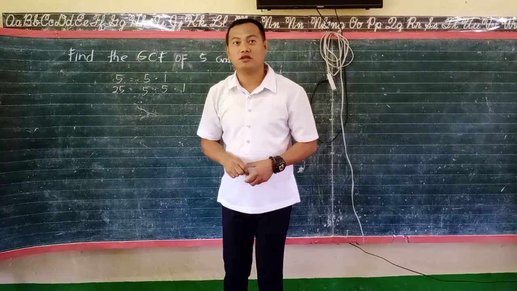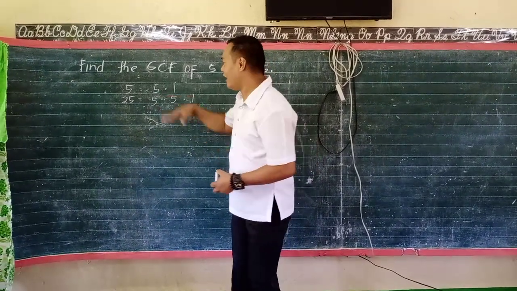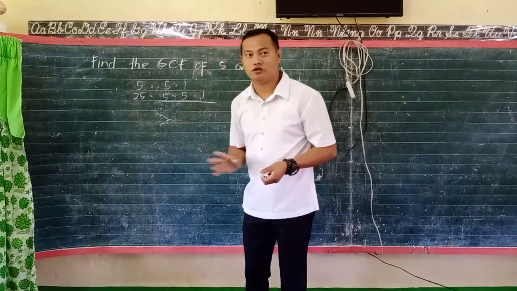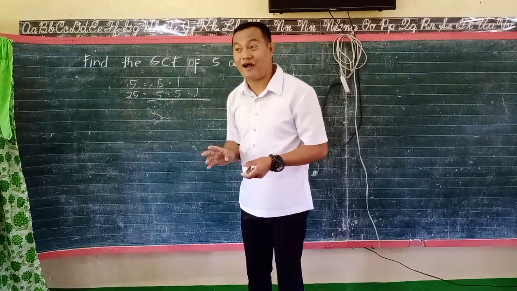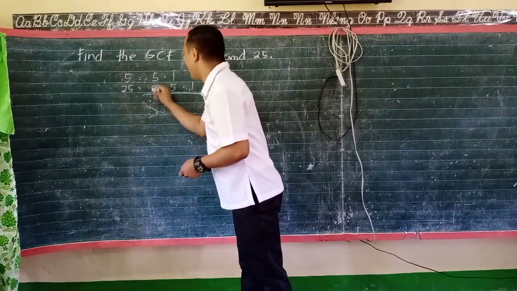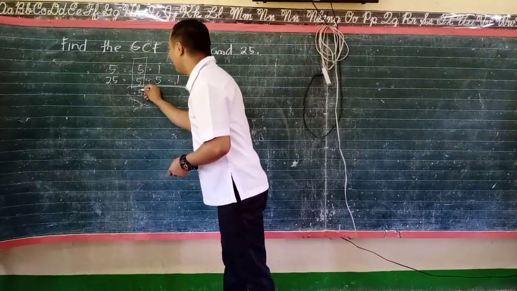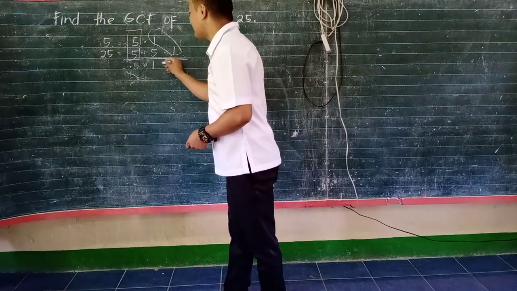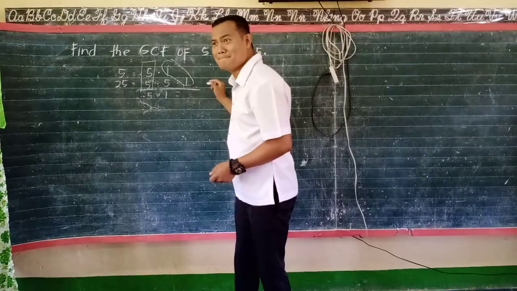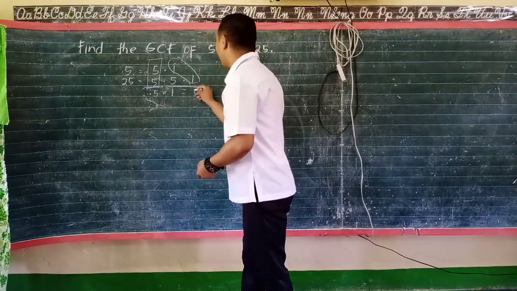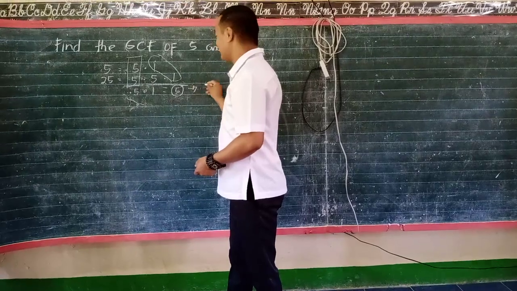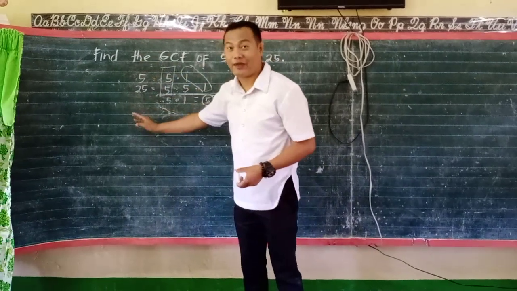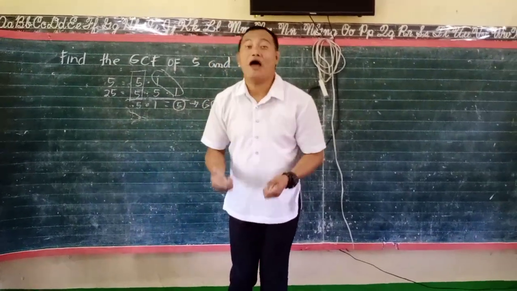Now, we're going to multiply those factors that are common to both numbers. What do you think are the numbers that are common to the factors of 5 and 25? Exactly, we have 5 times, and we also have 1. So 5 times 1 is 5. Very good. That is 5. Therefore, 5 is the greatest common factor, or the GCF, of 5 and 25. Did you get it? Yes.